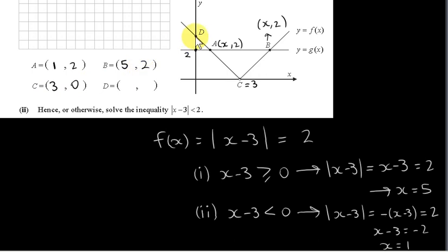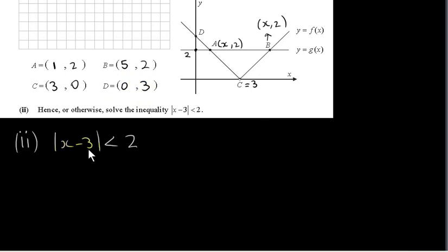Now what about D? The x value of D is 0. So if we just get f of 0, we will have found the coordinates of D. We want the magnitude of 0 minus 3. The magnitude of 0 minus 3 is just the magnitude of minus 3, which is plus 3. So D has coordinates 0, 3.